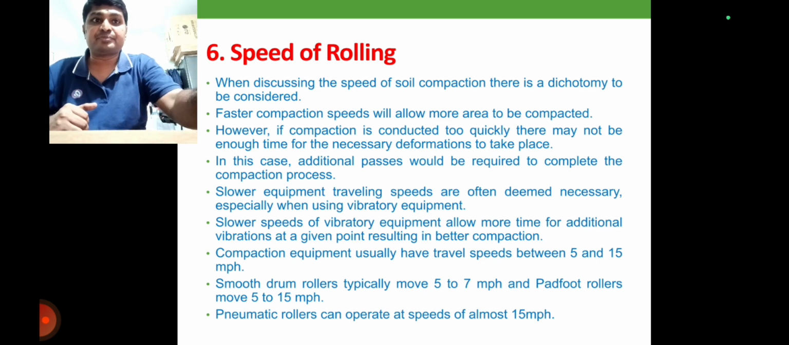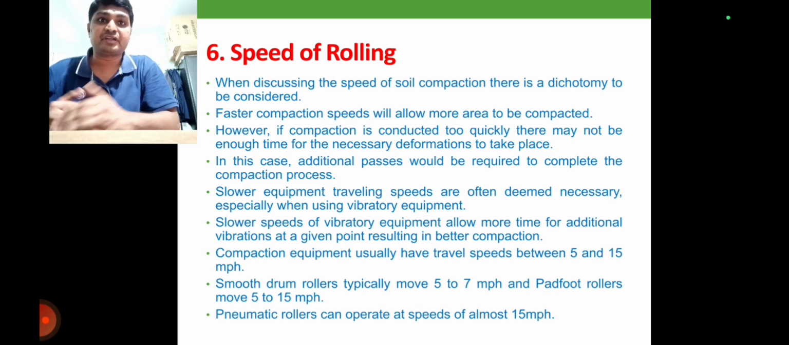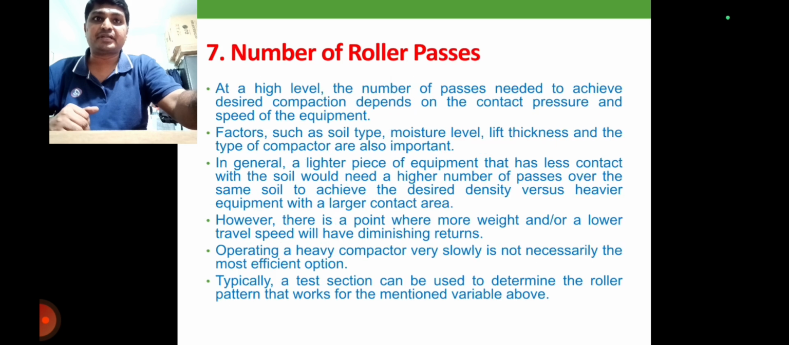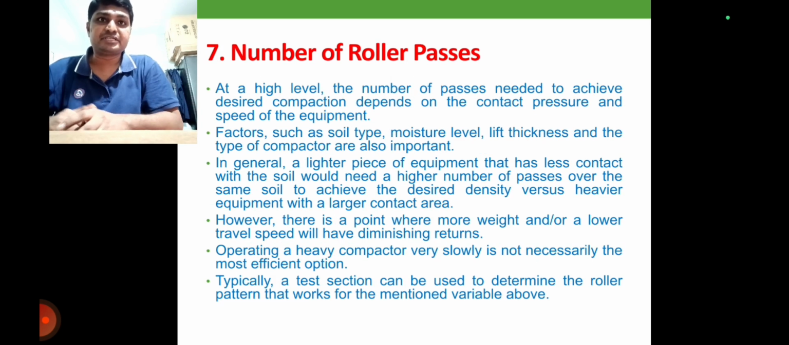Different types of compacting equipment have different speeds. Compacting equipment usually has a travel speed between 5 to 15 miles per hour. The smooth drum roller is typically 5 to 7 miles per hour, and the sheepsfoot roller is 5 to 15 miles per hour. Pneumatic rollers have almost 15 miles per hour rolling speed. So different types of compacting equipment have different speeds.